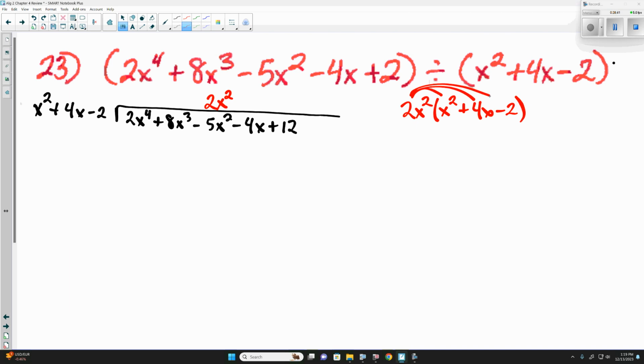Wait, okay, time out. How do we get 2x squared? Because we need to eliminate 2x to the fourth, so we need to see what multiplies by x squared to get 2x to the fourth. Since the number in front of it is 1, we do need the 2. Now to turn x squared into x to the fourth, we need x squared.